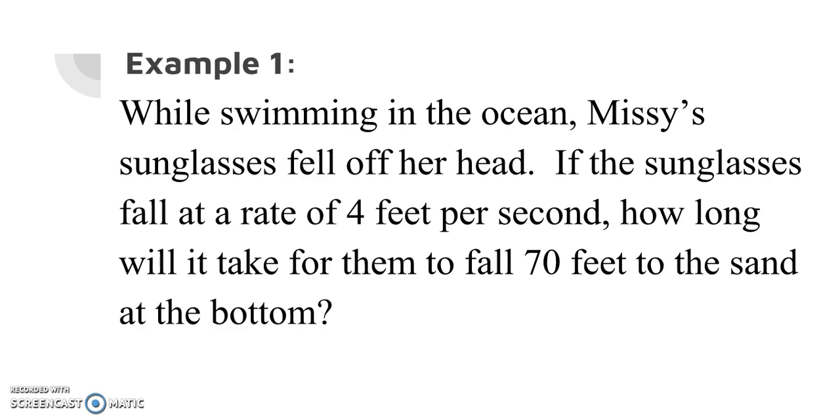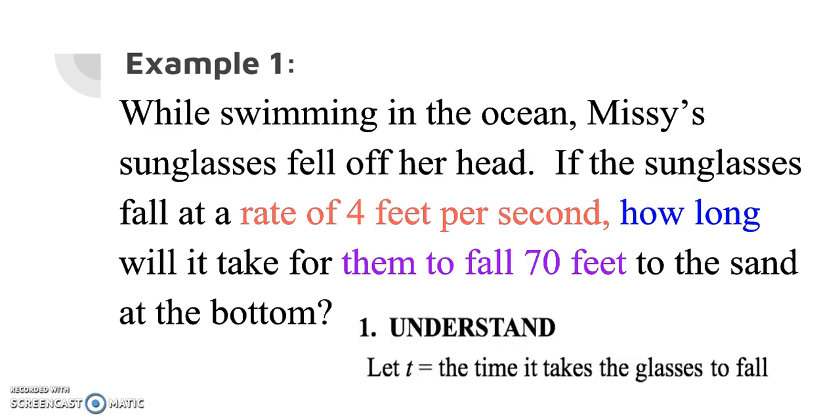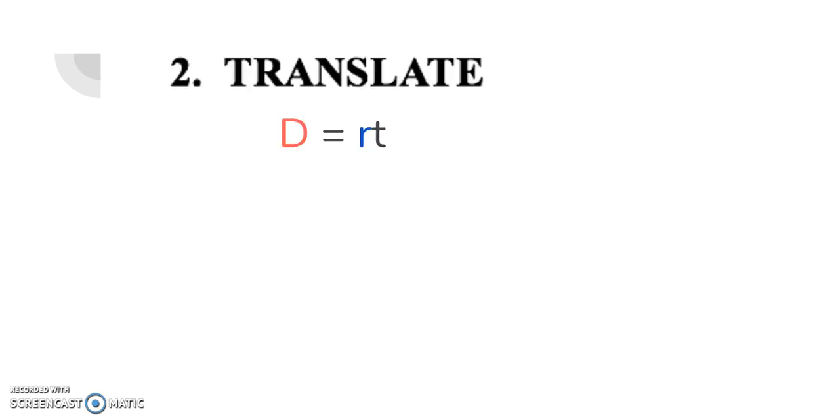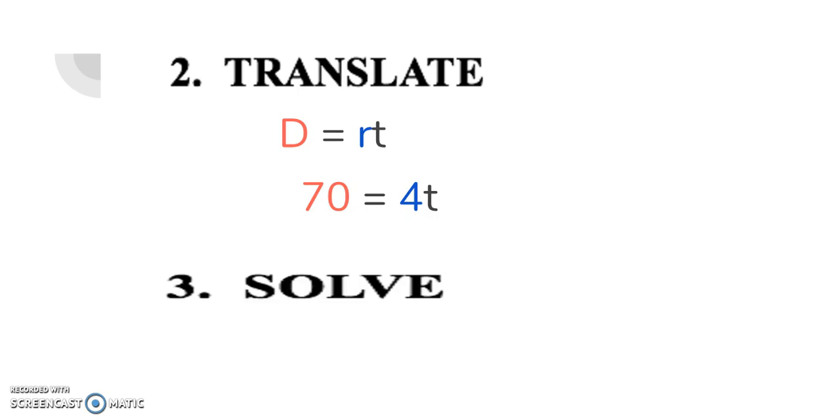So I'm going to use the equation d equals t times r. So I'm going to let t equals the time, which is when it's asking how long in the blue. That is obviously asking for a time. So I'm going to use d equals r times t, and I'm going to plug in. I know that they were 70 feet, and they were falling 4 feet per second. This is a one-step equation, so I divide by 4, and then I get my answer. So I solve it. I divide by 4, and I get 17.5.